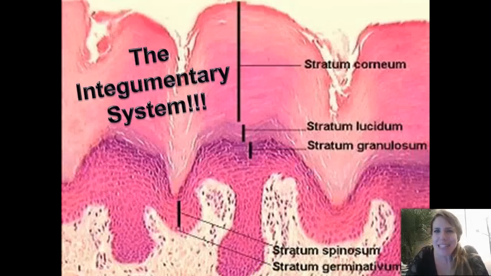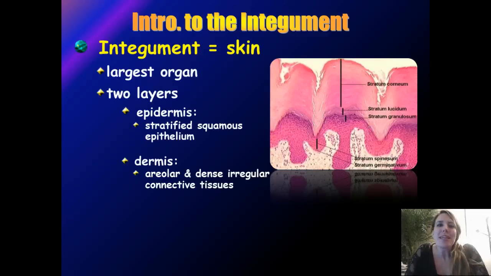Let's see. So check it out, the integumentary system. And you've already learned about epithelial tissue, but we're going to take it literally to the next level now and learn all the parts of the skin. And you'll see it comes in layers, and each of these layers has specific functions. So let's get a basic introduction into the integument. And of course, another name for the integument is the skin.